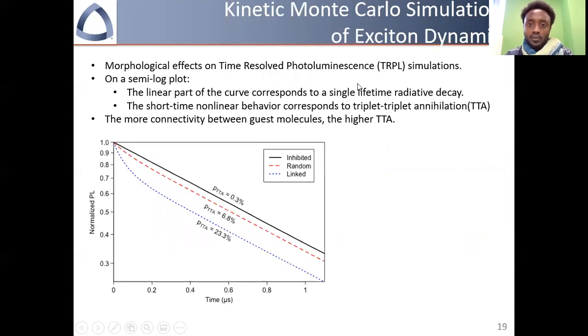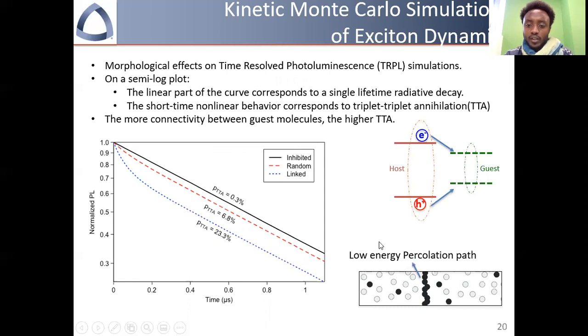I'm doing a kinetic Monte Carlo simulation of time-resolved photoluminescence. We observe that you get this TTA, characterized by the initial curve in time-resolved photoluminescence being higher when you have linked dopants. This can be explained by a percolation path. Since you transfer all your excitons to the guests, which are confined inside the host energies, having percolation paths or linked guests allows your excitons to find each other and hence decay down through TTA.